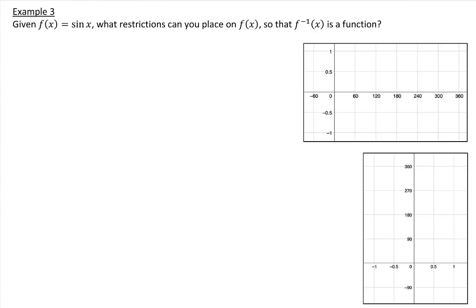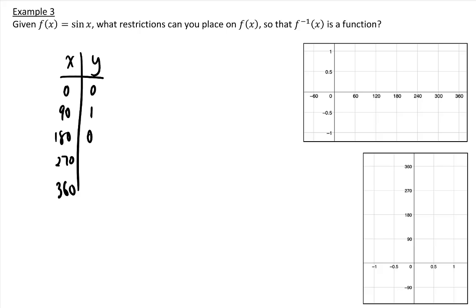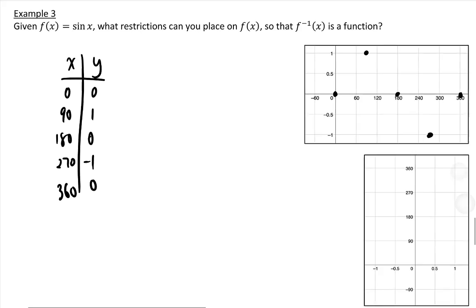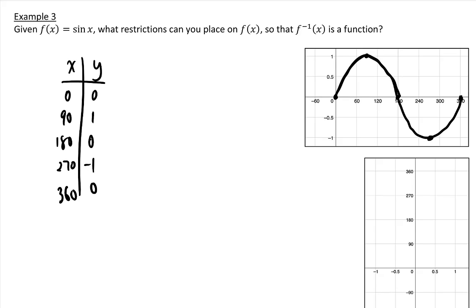Last example. Let's say you're given the function f of x equals sine x. What restrictions can you place on f of x to make f inverse a function? So let's first take a look at sine of x. Our base graph for sine is 0, 90, 180, 270, and 360. And the outputs for that are 0, 1, 0, negative 1, and 0. So let's graph sine. So there's one cycle of the sine function.